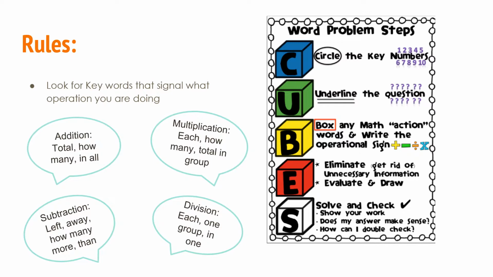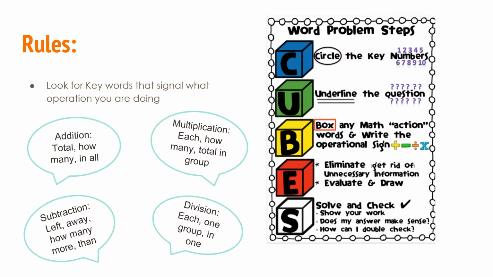U stands for underline the question. It is important to underline the question so you can focus on what is being asked and what you need to do. B is box in any action words or those signal words we were just talking about. Boxing in those keywords is really going to help you with what operation you need to do.